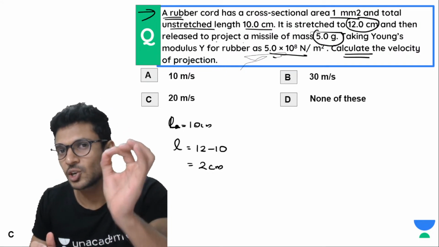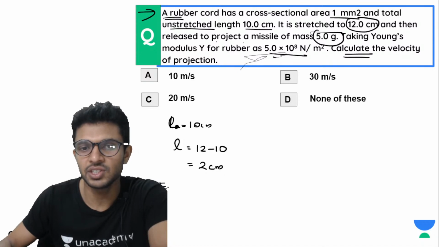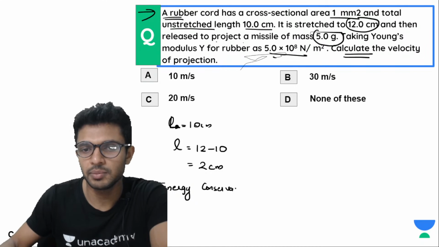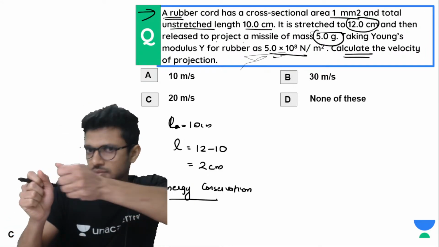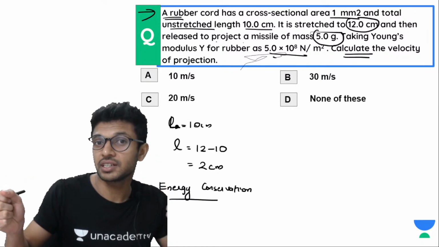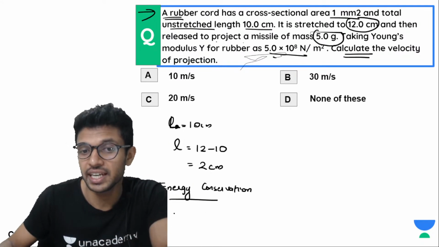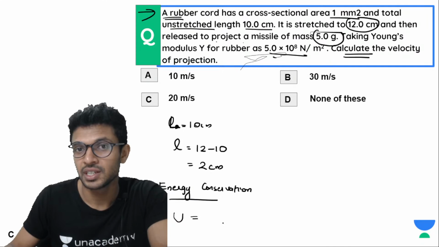What is the simple concept you have to use here? Simple concept, yes, energy conservation, right. You just have to use the energy conservation concept here, and you'll get the answer. That means when you stretch the spring, there is potential energy stored inside that wire. Let us mark it as U. Okay?